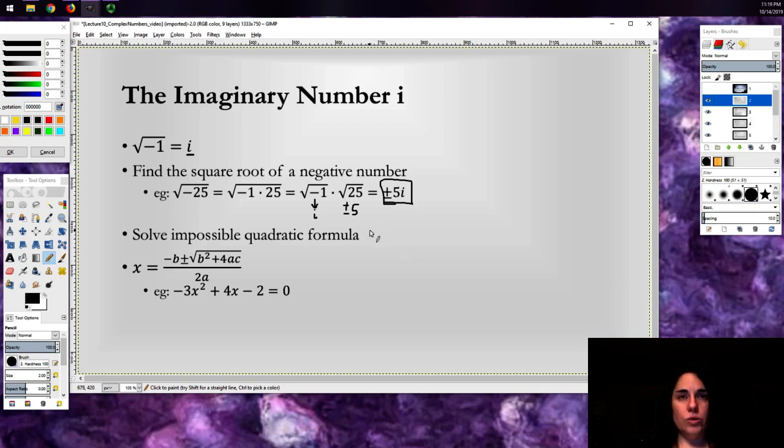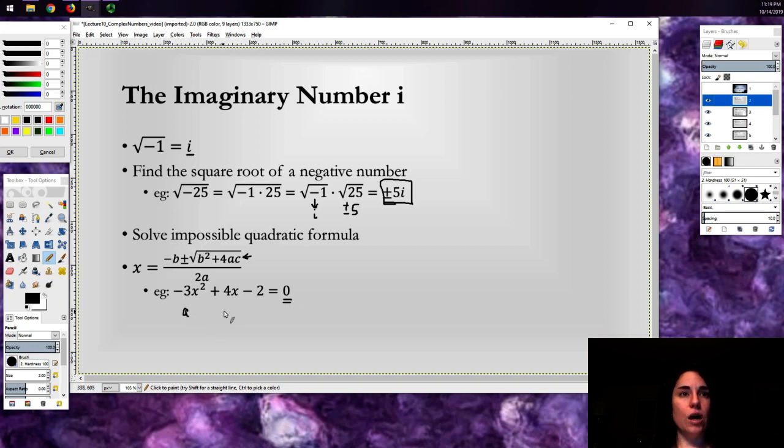And as we're moving towards quadratics, what this lets us do is solve an impossible quadratic formula. In a situation where we would have ended up with a negative sign below the square root, we now have a technique to be able to solve that. For example, I have this equation here, which is a downward facing parabola, which is displaced below the x-axis, and so it'll never cross 0.